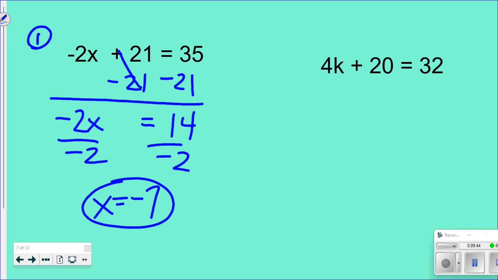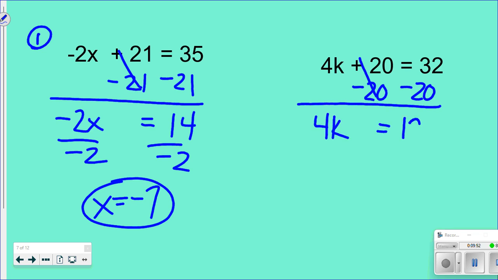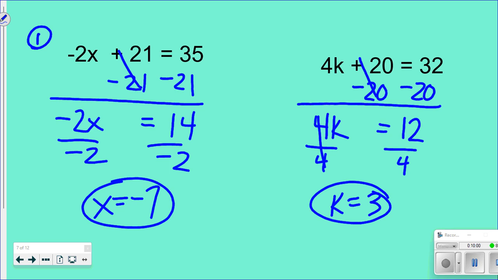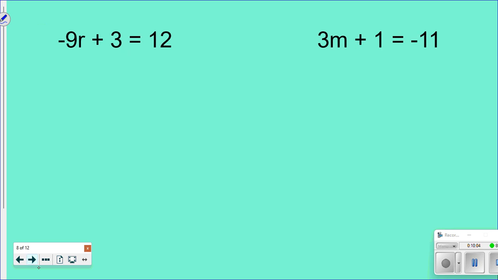Okay, this one over here, I'm going to minus 20 and minus 20. I have 4k equals 12. Divide by 4, divide by 4. This cancels out. K equals 3. Hopefully you're getting the hang of this and catching on.